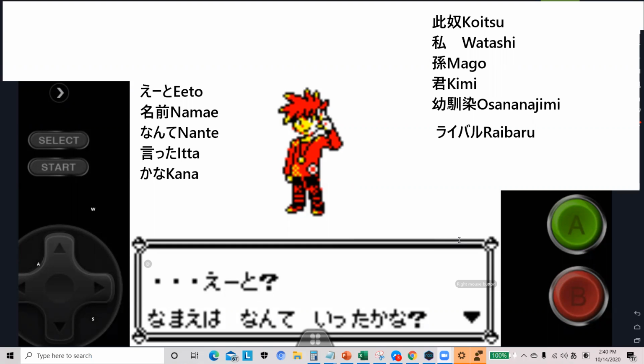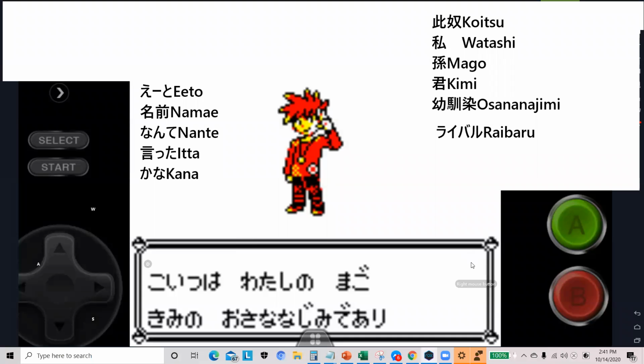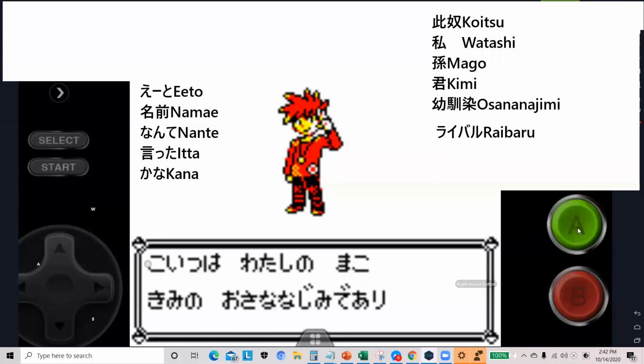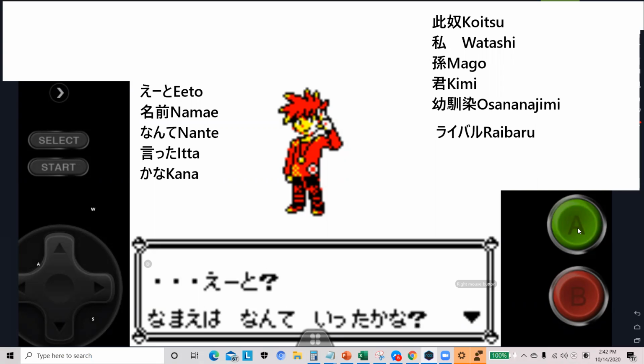Okay, let's go with our next word. We have eto. Eto is like you're thinking about something and then you want to say something. Then namae means name, followed by nante, which means how, or like what. Then we have itta, the plain form and past tense of to say, iimasu. Then our kana, like you're wondering and making a question, like saying, what is it? So it's like making an intonation. Let's go back to the story now and read again. こいつは私の孫、君の幼なじみであり、ライバルである。名前は何て言ったかな?